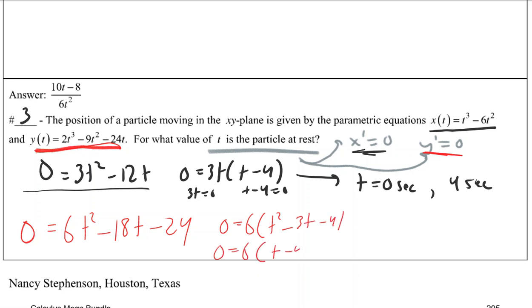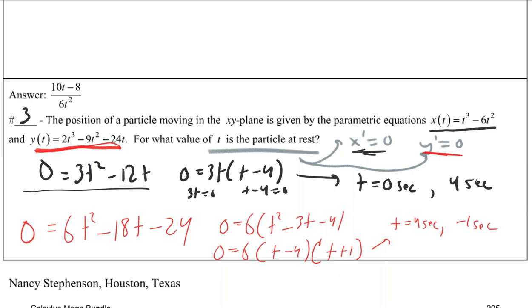And a trinomial. And okay, so 6 doesn't equal 0. t minus 4 equals 0 at 4 seconds. And t plus 1 equals 0 at -1 second.